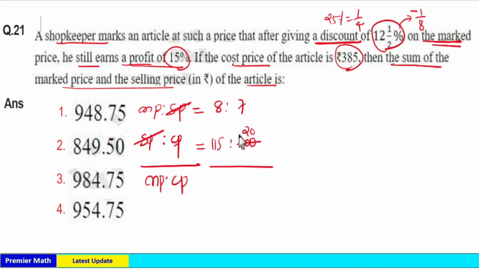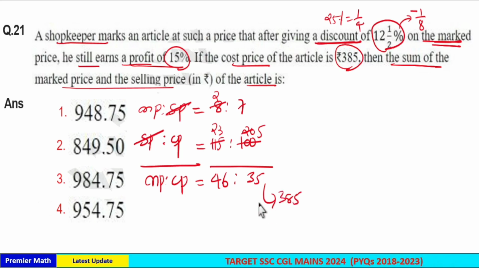5 goes 20 times in 100, 23 times in 115. 4 goes 2 times in 8, 4 goes 5 times in 20. 7 into 5 is 35 and 2 into 23 is 46. That is, the mark price and cost price ratio is 46 is to 35. Here the cost price is already given, which is 385. So 35 parts is 385, meaning 35 goes 11 times in 385. 35 into 11 is 385, so 46 into 11 is the mark price here.